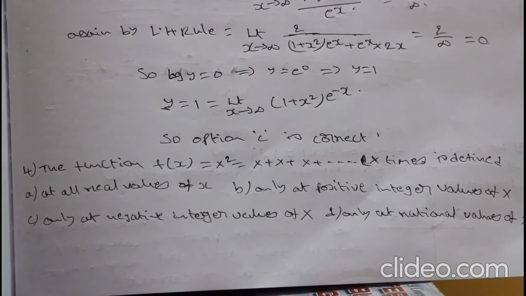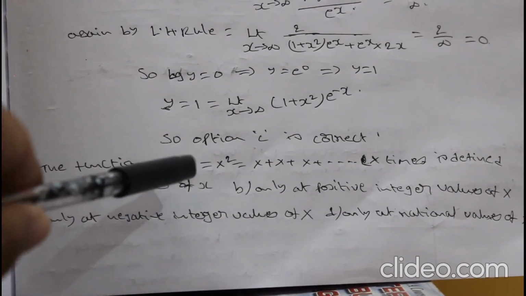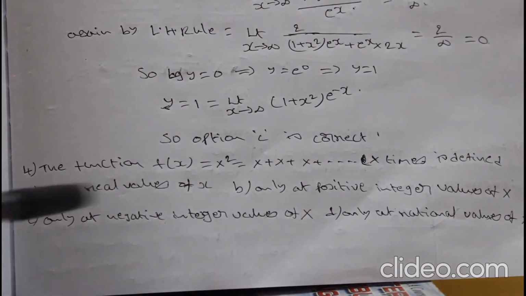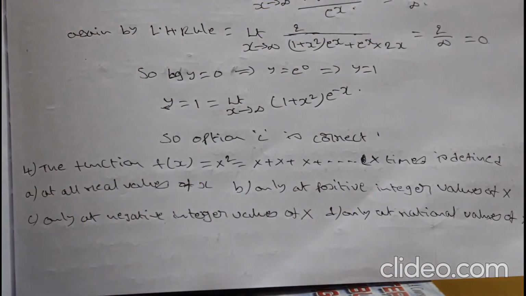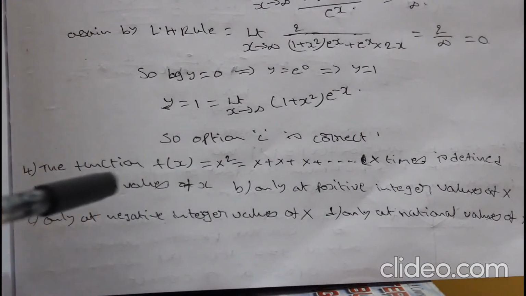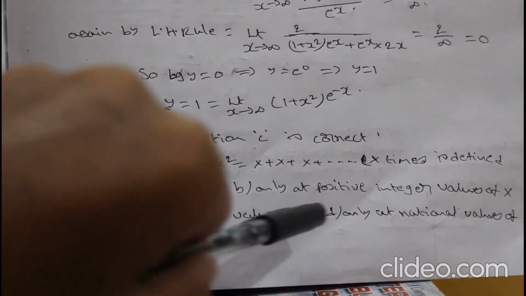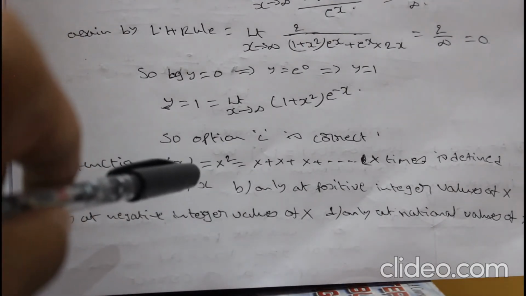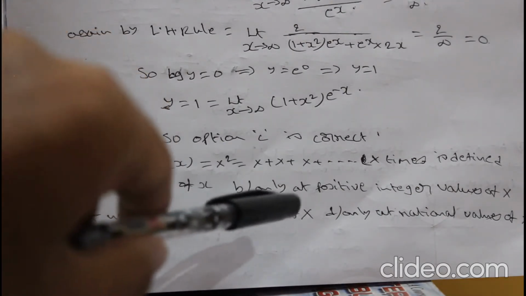Now look at question number 4. The function f of x is equal to x square is equal to x plus x and so on, x times, is defined. The function is given and it asks when the given function will be defined. And look at the options. At real values of x it is defined, or only at positive integer values of x, only at negative integer values of x, only at rational values of x. So the first option, real values, means a combination of all positive, negative integers, rational numbers.